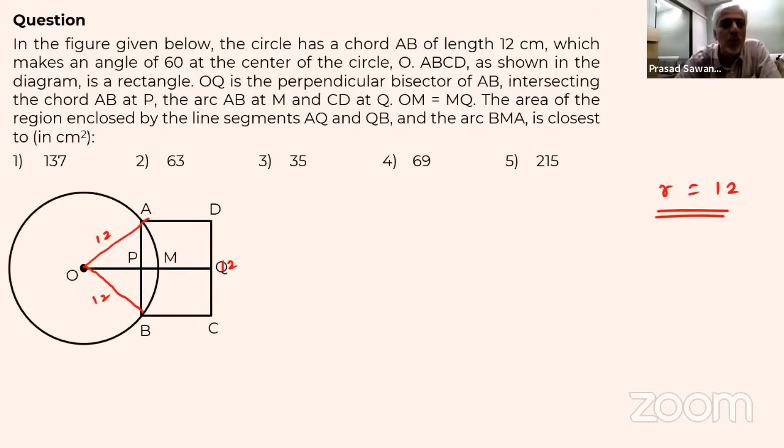So this is OQ intersecting here at P, M, and Q. Right? Perpendicular bisector, they have used the word. So this is perpendicular, and this will be 6 and 6. I don't know whether I'll need all this. I think I'll need, but whatever. We'll see. And something very important is given. OM is equal to MQ. This was very important for me. OM is equal to MQ. If you notice, OM is the radius. So if OM is equal to MQ, both are equal to R, which means both are equal to 12.